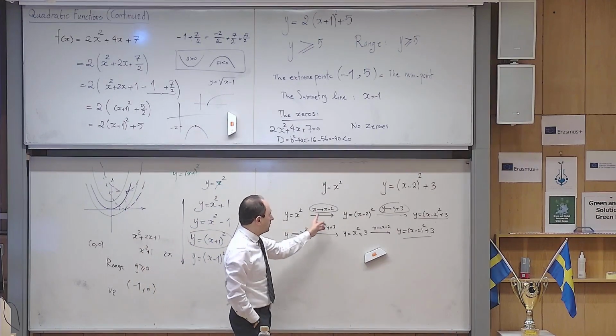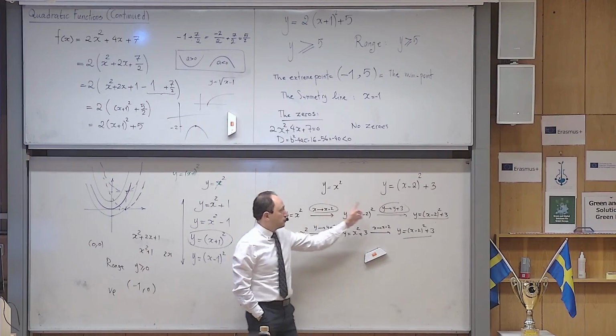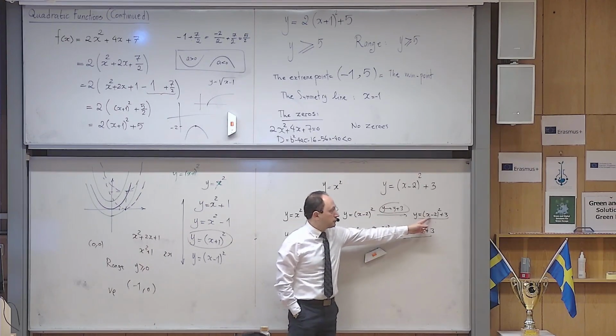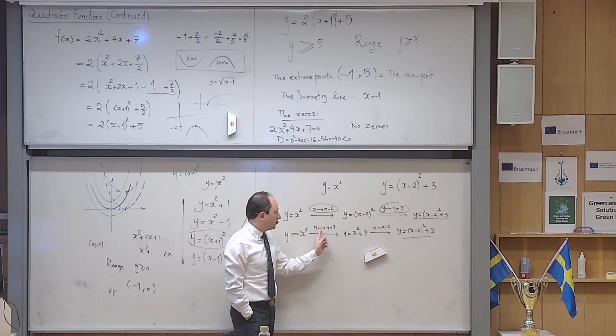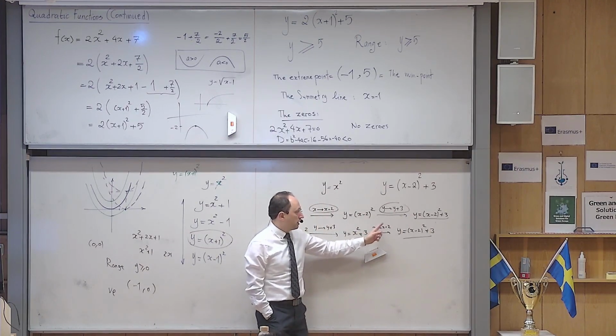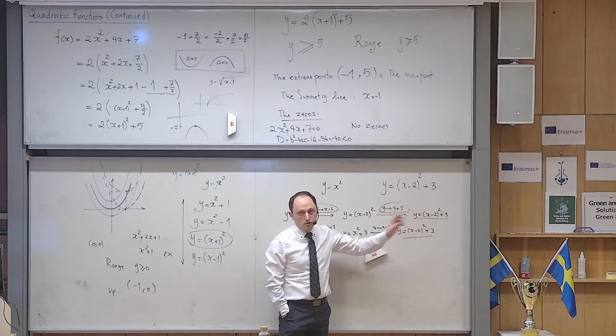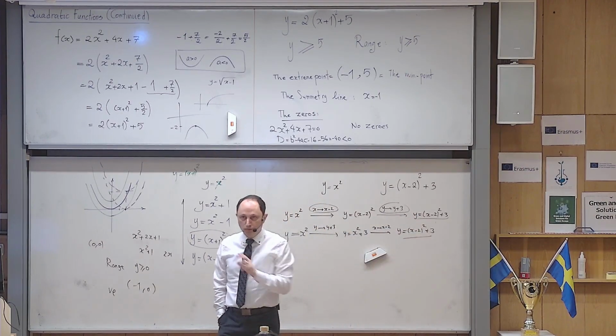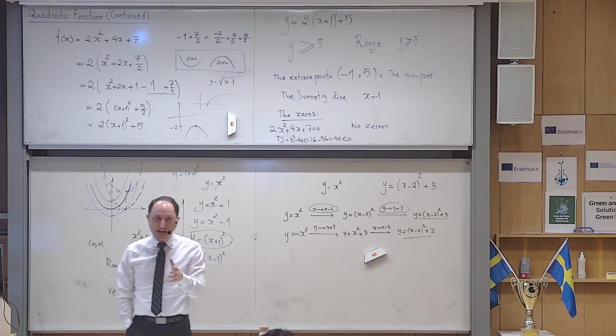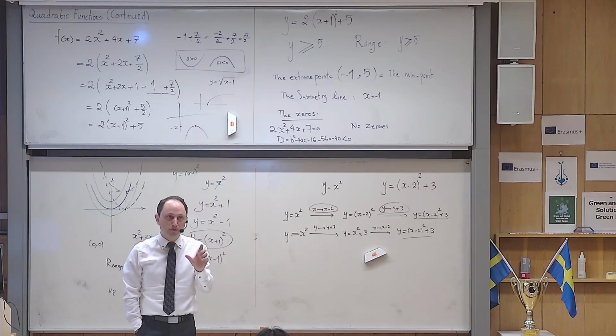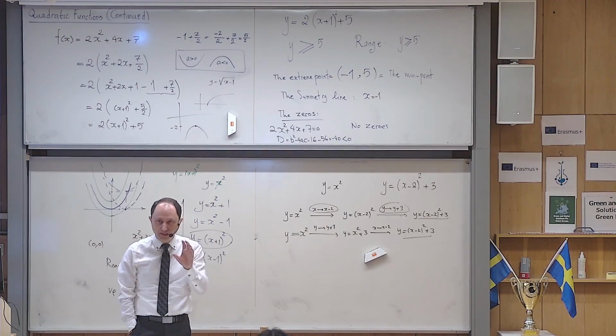Here I have the horizontal shift followed by a vertical shift. I got this function. Here I have the vertical shift first followed by a horizontal shift. I got the same function. So even though I did it in a different order, the results are the same. Whenever this happens, we say in mathematics these operations are commutable. They can be commuted, yes?